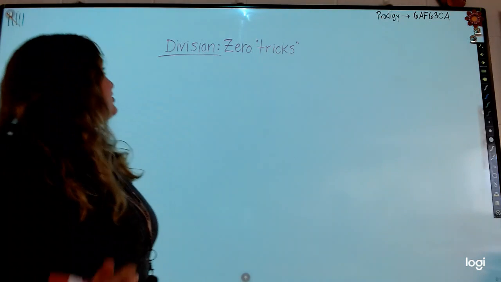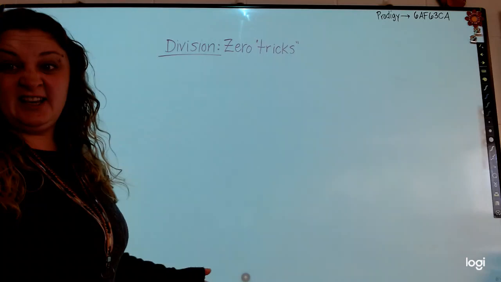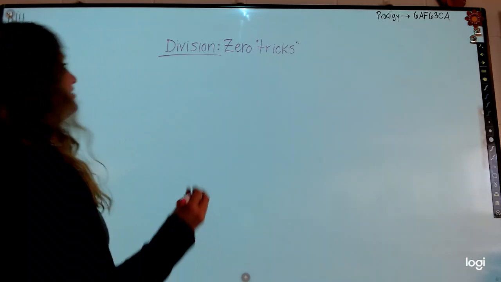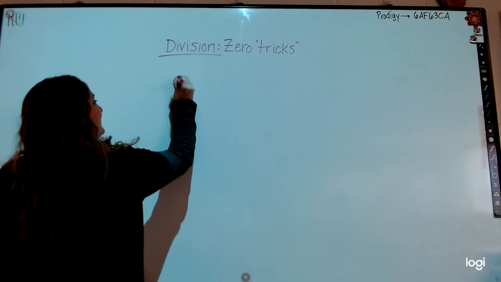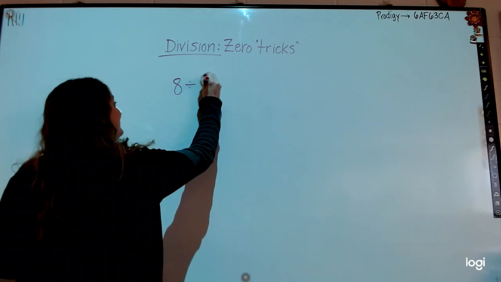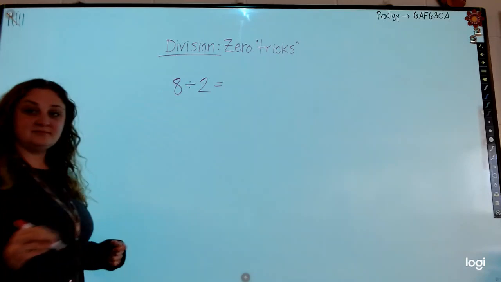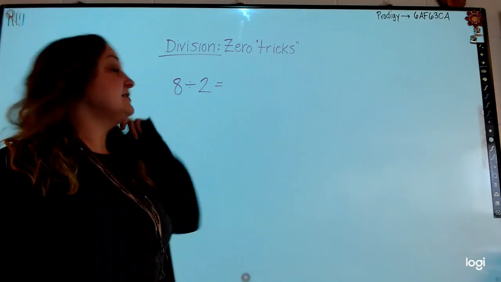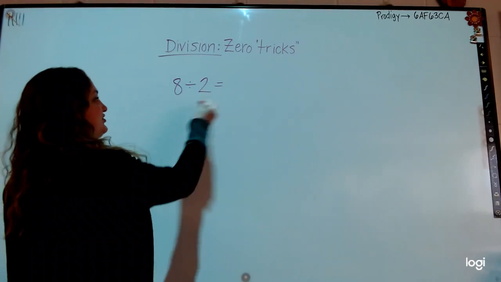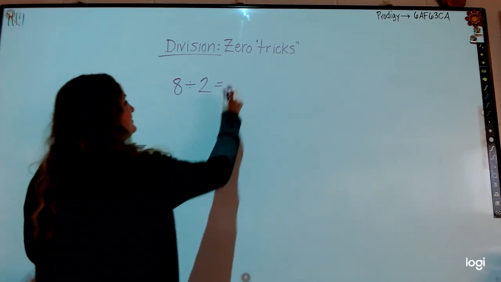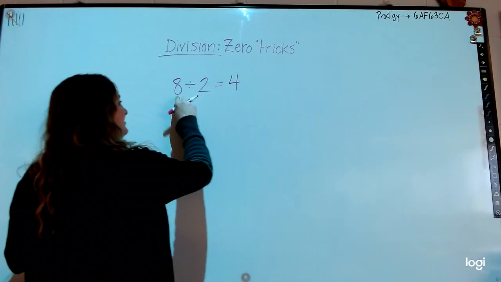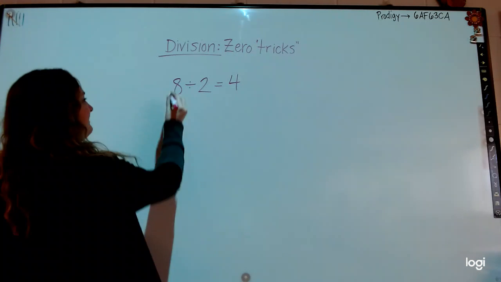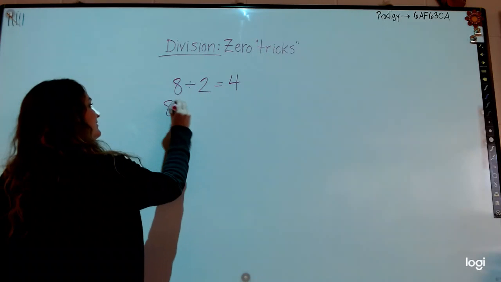Okay. So our zero tricks, basically, it's going to work the same as multiplication. So make sure your whiteboard's out and ready. And we're going to start with a very simple division fact. 8 divided by 2. I think we all know that fact. If you don't, you need to keep working on your math facts. But the fact family that belongs is 2, 4, and 8, right? 8 divided by 2 is 4. 4 times 2 is 8. We know that answer.